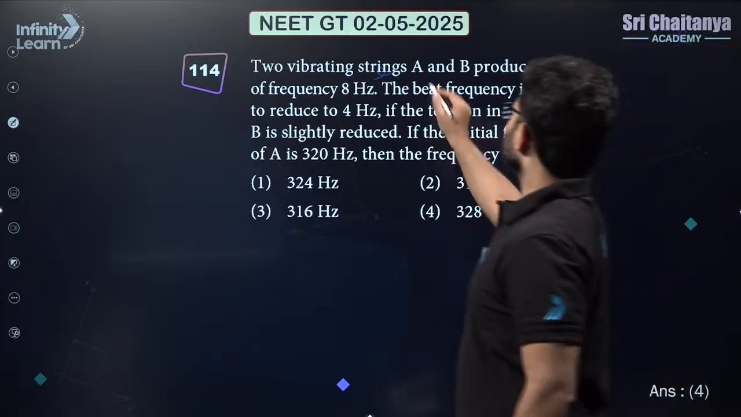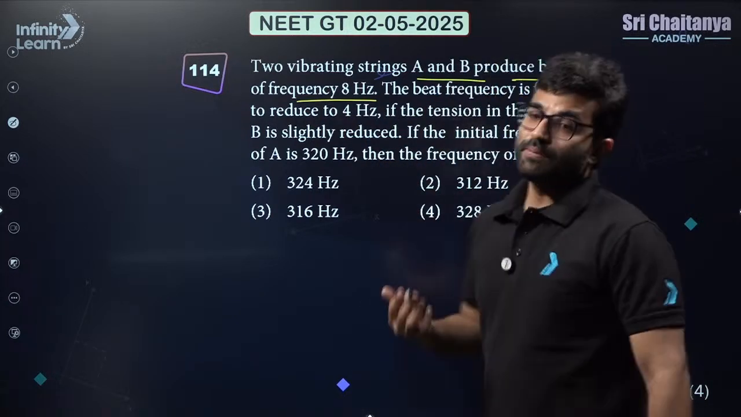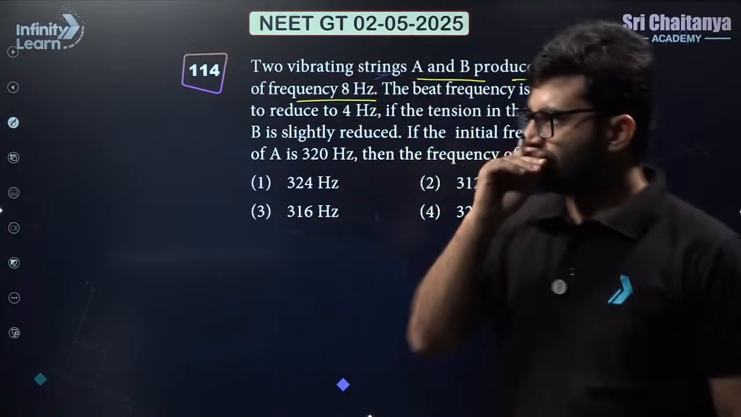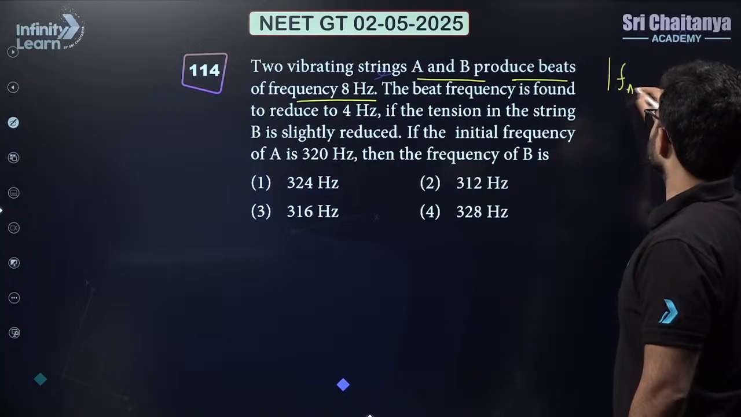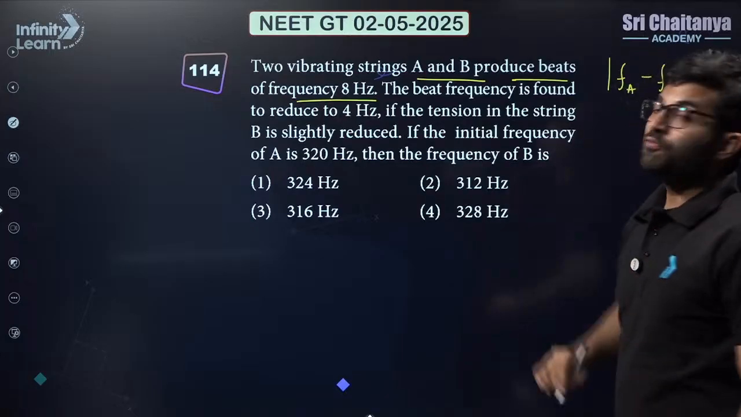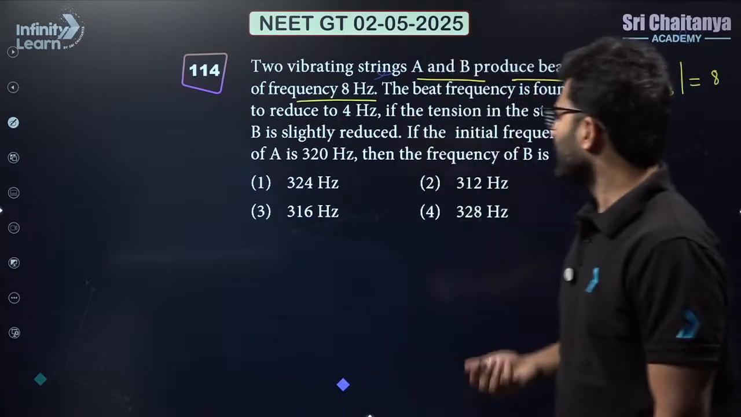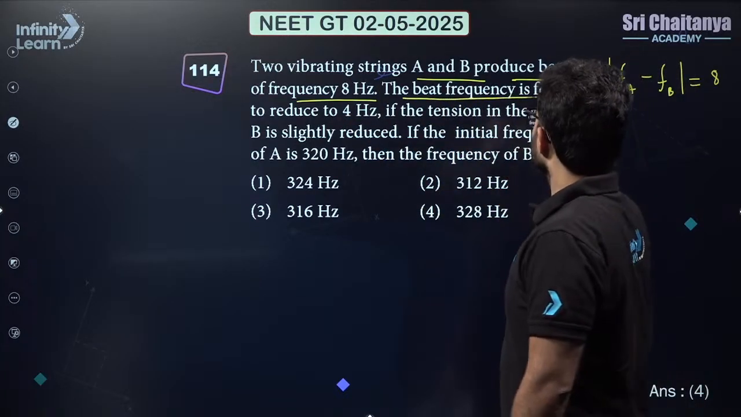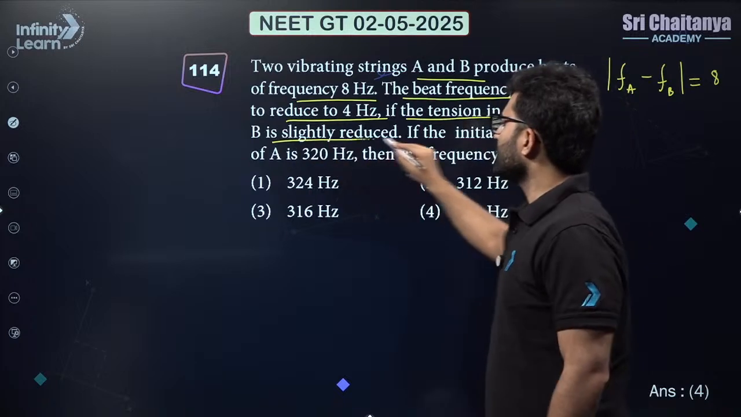Two vibrating strings A and B produce beats of frequency 8 Hz. So we have two vibrating strings A and B producing beats of 8 Hz. What is a beat basically? It is a difference in frequencies, that is 8. But we don't know which one is higher. That is what we have to identify here. So that's why they have given you the second information. The beat frequency is found to reduce to 4 Hz if the tension in the string B is slightly reduced.